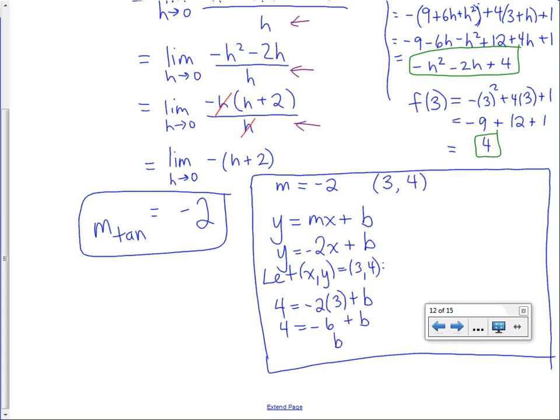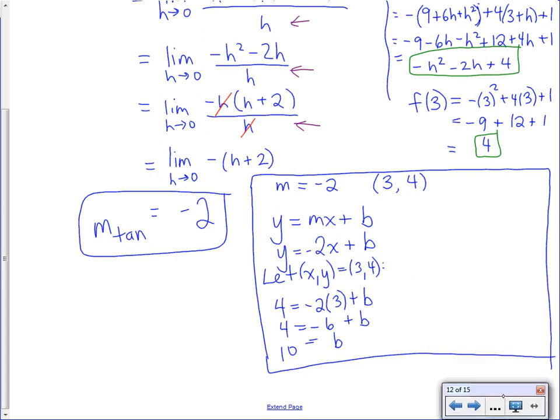So b equals 10. So y equals negative 2x plus 10. Now, that's all great, but there is a little bit faster way to find the equation of the line.